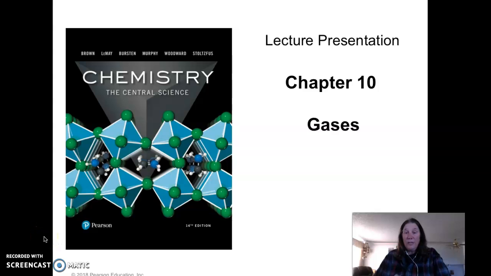Right, chapter 10 is about gases. Now, liquids and solids actually have similar characteristics. Gases are like totally different, so they get their own chapter.